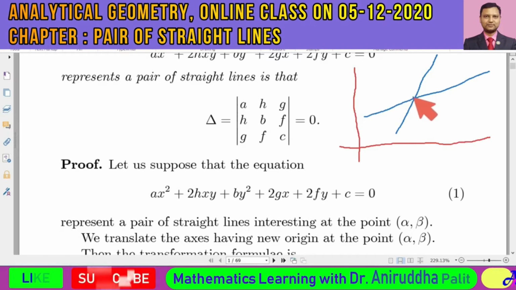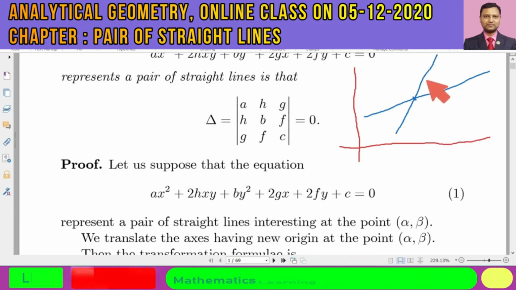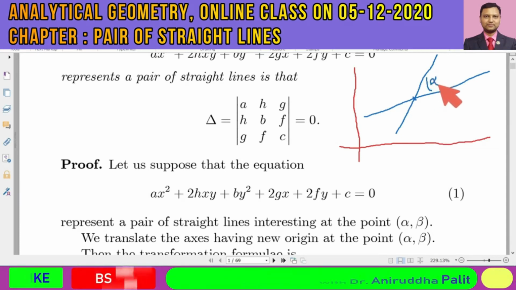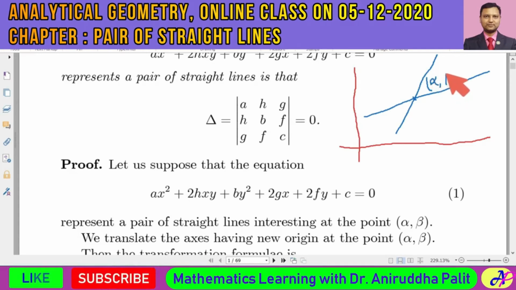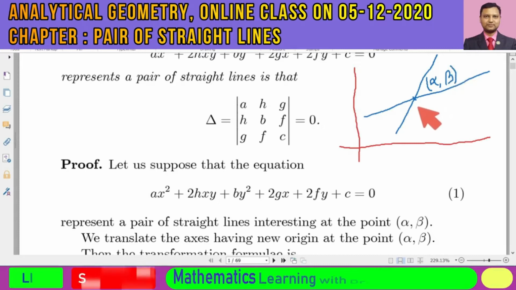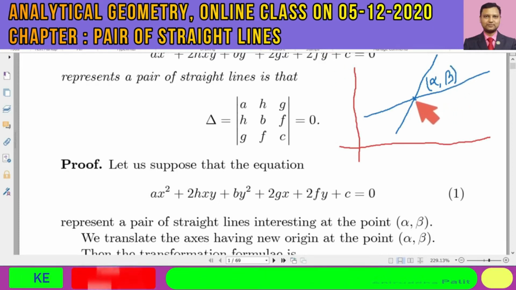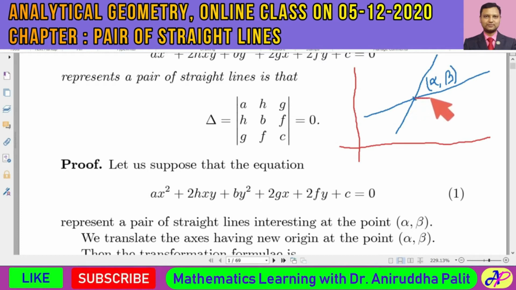Okay, and what would be the point of intersection? Let us suppose that the coordinates of the point of intersection are alpha comma beta. Okay, we suppose that alpha comma beta is the coordinate of the point of intersection. Now, through this point of intersection, let us draw one more parallel coordinate axis.